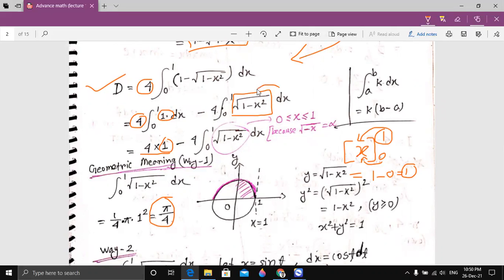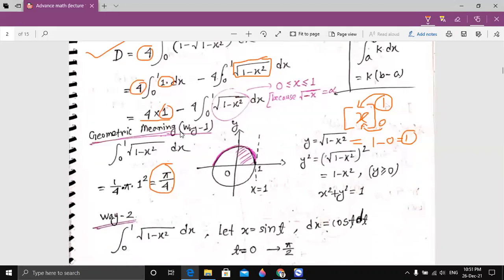So guys, we don't know how to calculate root over 1 minus x squared dx, right? Because there is no direct formula. That's why we have to use the substitution rule, or we can do another thing, like use the geometric meaning. If I can convert this function into a geometric figure, then I can find out the value. So for example, our teacher first showed us the first way, the geometric meaning way.